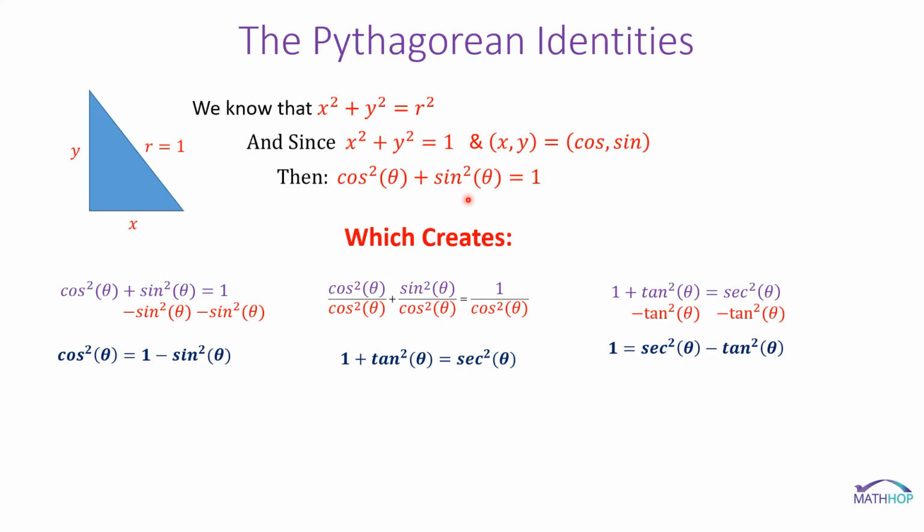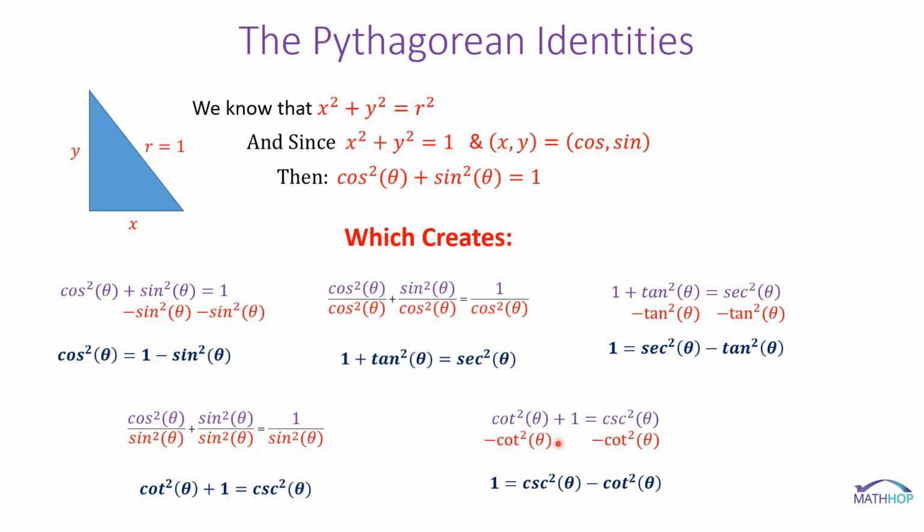All right, let's go back to the main identity. Cosine squared plus sine squared equals 1. And this time I want to divide every term by sine squared. Since cosine over sine is cotangent, cosine squared over sine squared is cotangent squared. Sine squared over itself is 1, and 1 over sine is cosecant, so 1 over sine squared is cosecant squared. And that gives us another identity. Now, just like we did with the previous identity, let's subtract cotangent squared from both sides. We see that cosecant squared minus cotangent squared is equal to 1.